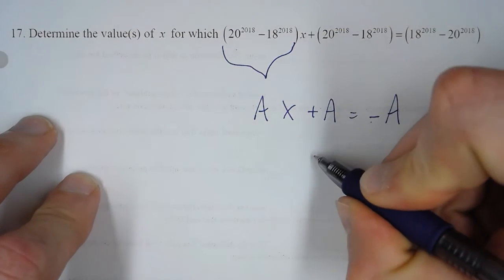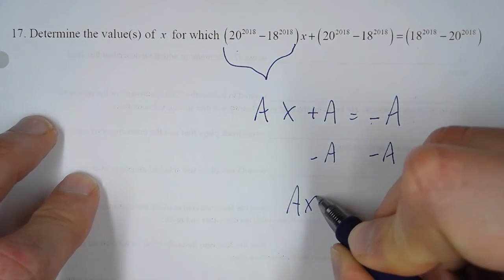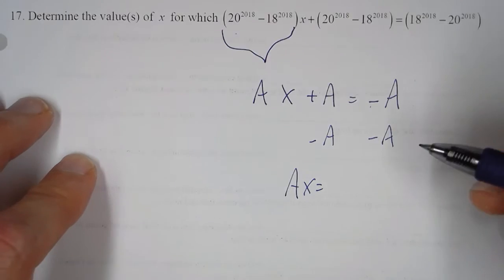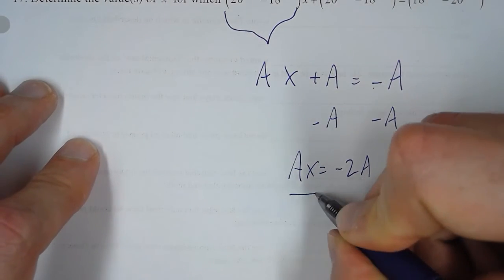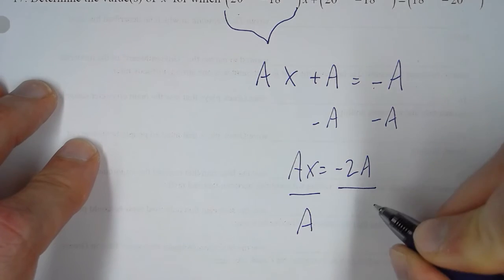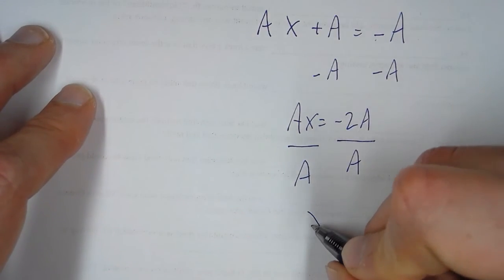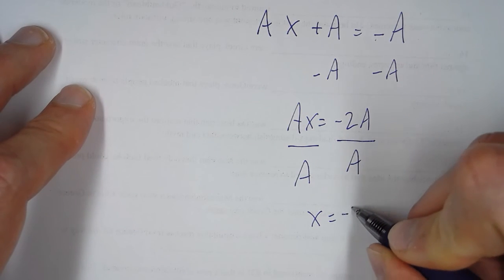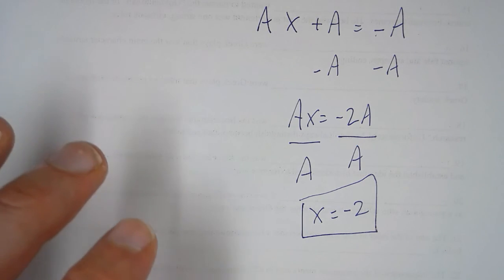So to get it by itself, we'll subtract a from both sides. So that means negative a and negative a is negative 2a. So to get x by itself, we divide both sides by a. And the a's cancel here, but they also cancel here. So the value of x is negative 2. There's our answer, and we're done.